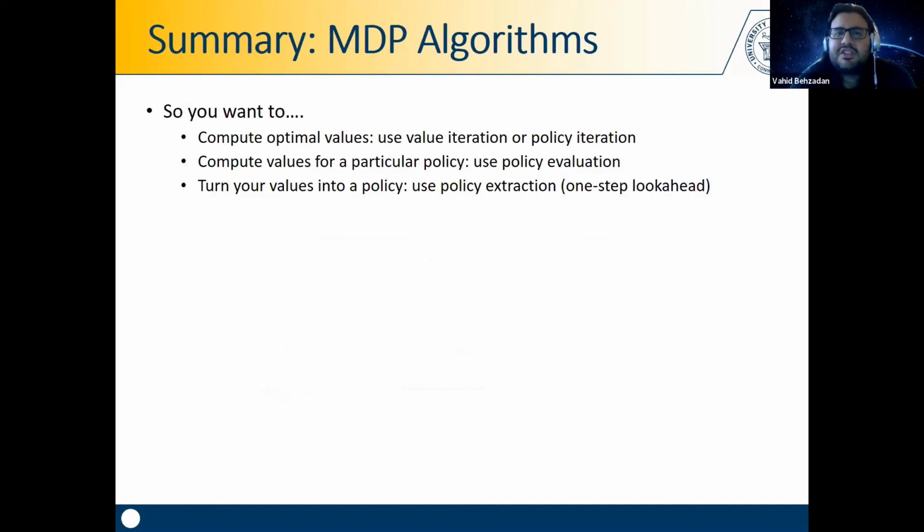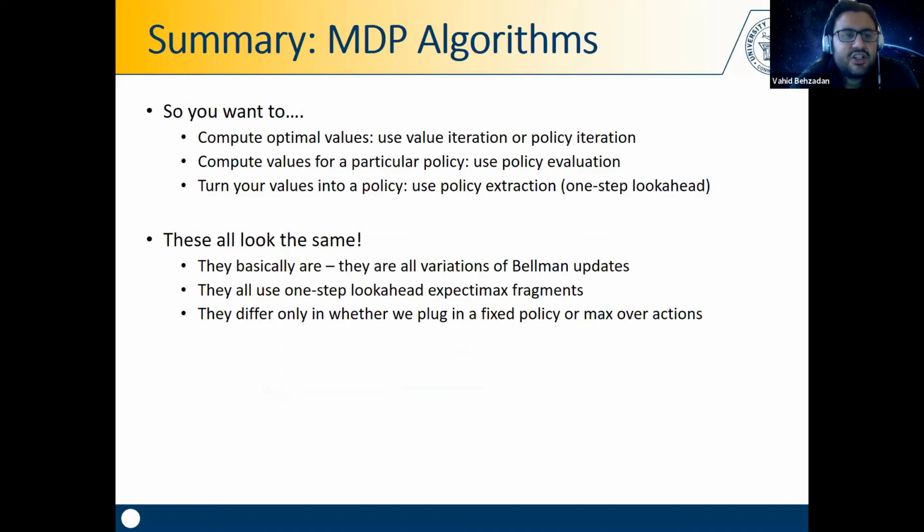Now, let's summarize. For MDP algorithms, we want to compute the optimal values. If we want to compute the optimal values, we use value iteration or policy iteration. If we want to compute values for a particular policy, we use policy evaluation. To turn your values into a policy, we use policy extraction, which is a one-step look-ahead in the expectimax formulation. These all look the same, which is because, well, they basically are the same. They are all variations of Bellman updates.